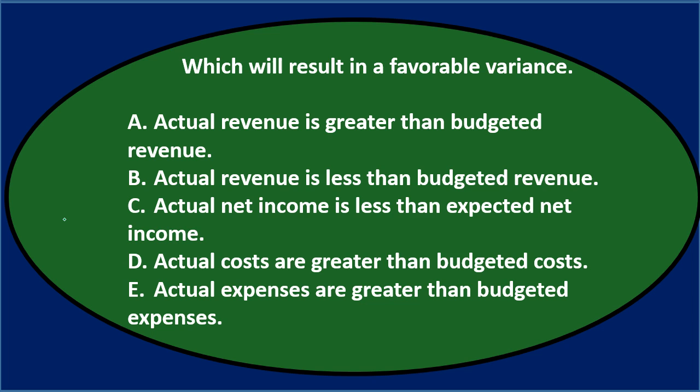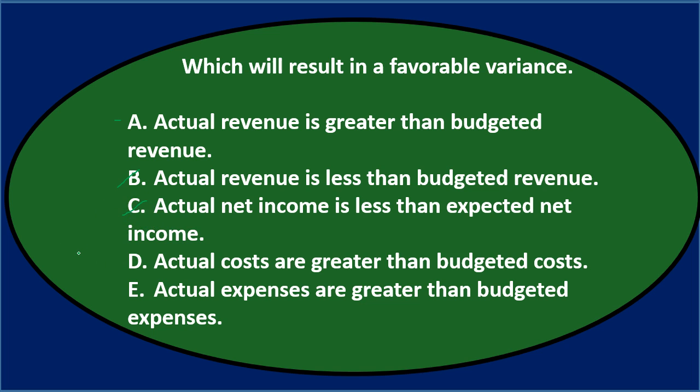A says actual revenue is greater than budgeted revenue. Well, that's good news, right? Actual revenue, what actually happened, is greater than what we budgeted to happen. So that seems like it would be a favorable difference. B says actual revenue is less than the budgeted revenue. Well, if actual revenue, what actually happened, is less than we budgeted to happen, that seems not good. That seems unfavorable. So I don't think that's it. C says actual net income is less than expected net income. Well, that's not good. That's unfavorable, you would think.